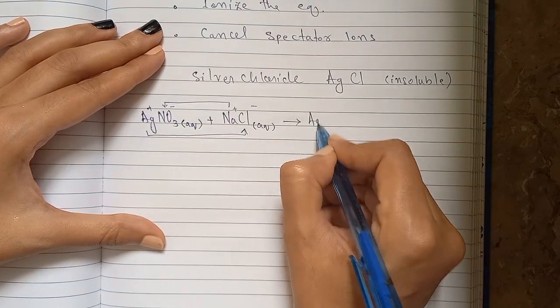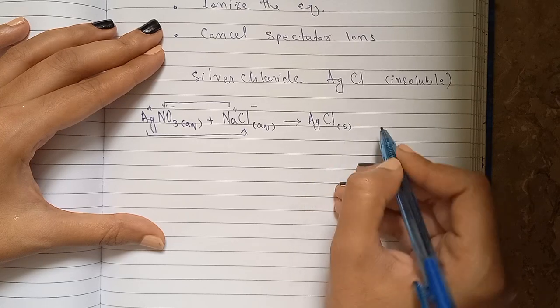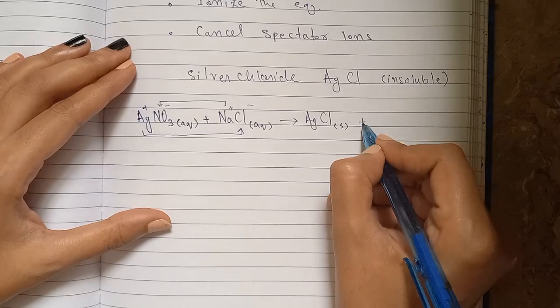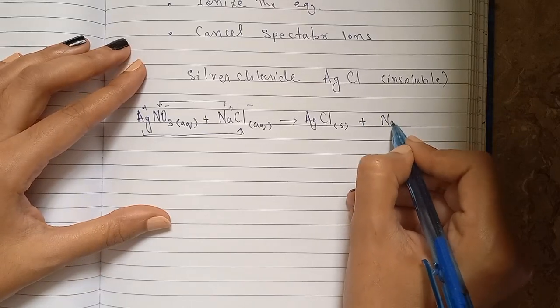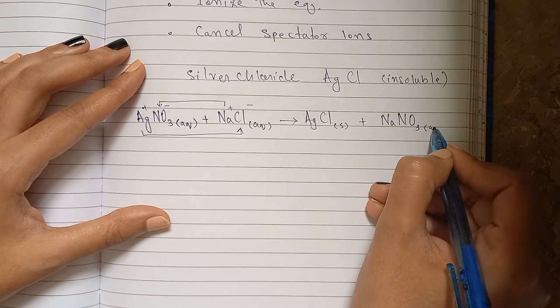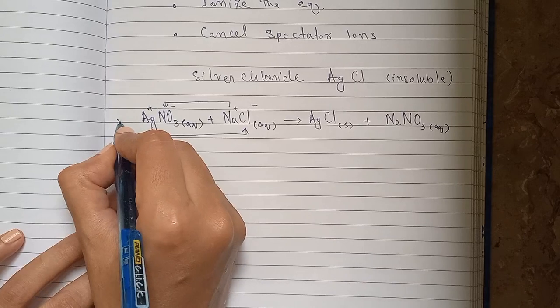So AgCl, it's an insoluble salt, so I'm going to write solid as the state symbol with it because the precipitates are solid. And sodium nitrate, NaNO3. It contains nitrate as well as sodium, so it is also water soluble, that is AQ. Okay, so we are done with the first step.